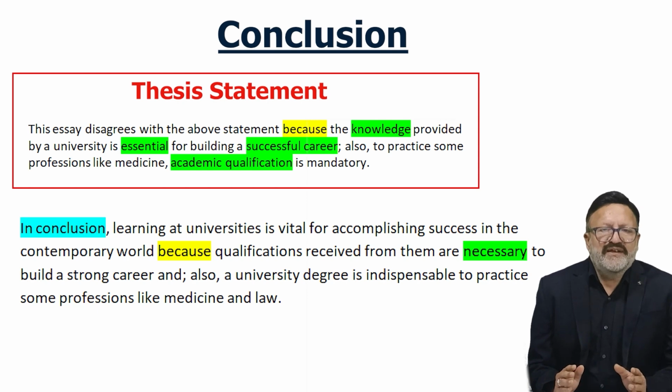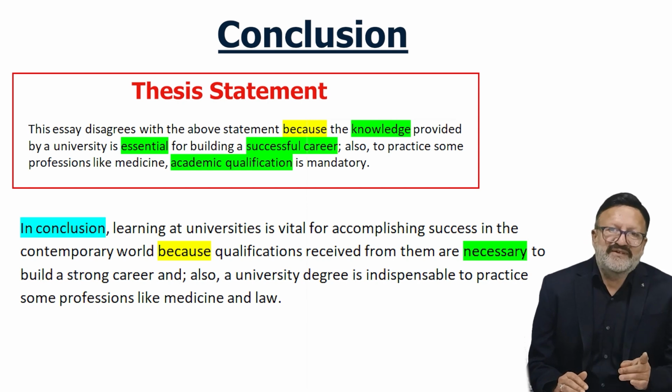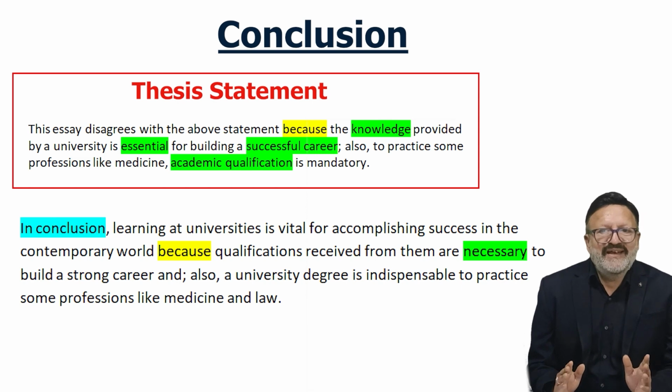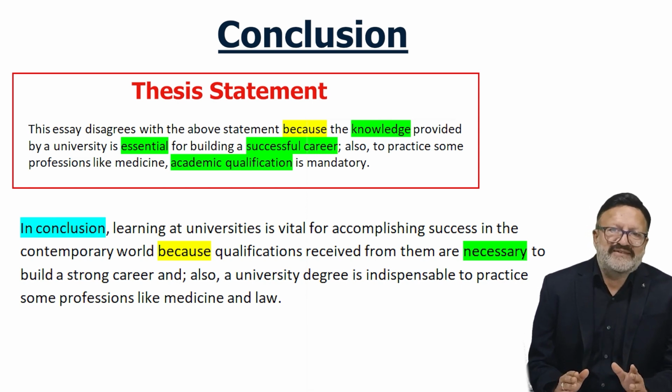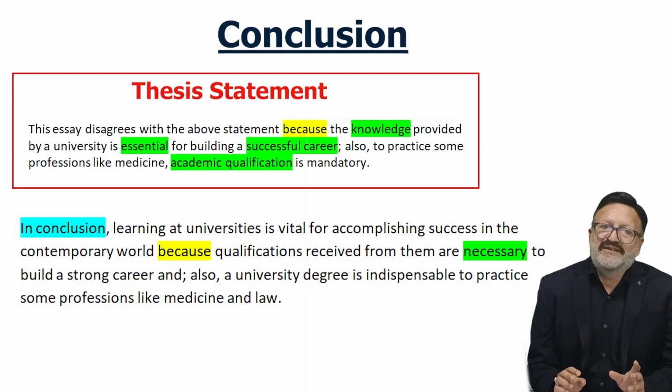So finally, with the conclusion, we have to restate what we had written in our thesis statement. In conclusion, learning at universities is vital for accomplishing success in the contemporary world. Contemporary world is a substitute for the modern world because qualifications received from them are necessary to build a strong career. So this is the first main point, and also a university degree is indispensable to practice some professions like medicine and law. So if you compare this with what I have written in the introduction, you'll find that basically it is the same. The only thing is that I have paraphrased the sentences.